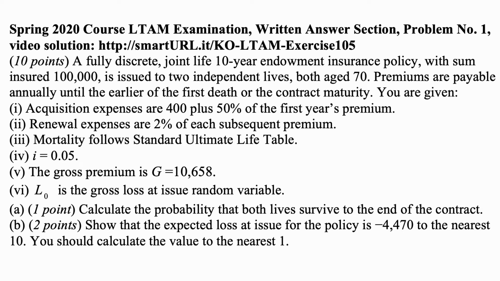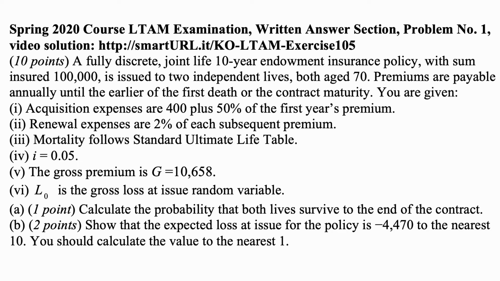Here's a problem for today for exam LTAM. This is problem number 1 from the written answer section from the Spring 2020 exam that was actually given in July 2020. A fully discrete joint life 10-year endowment insurance policy with sum insured of $100,000 is issued to two independent lives, both age 70. Premiums are payable annually until the earlier of the first death or the contract maturity.